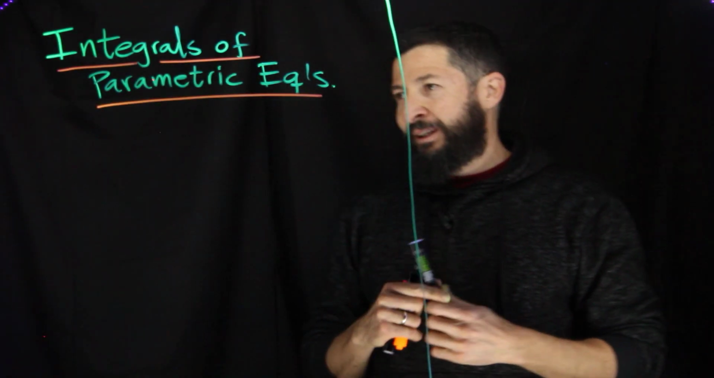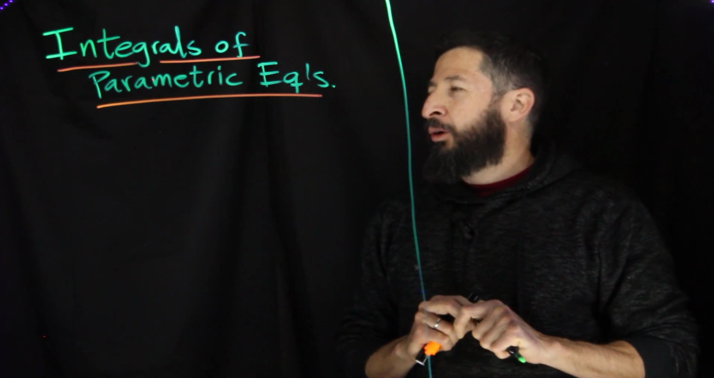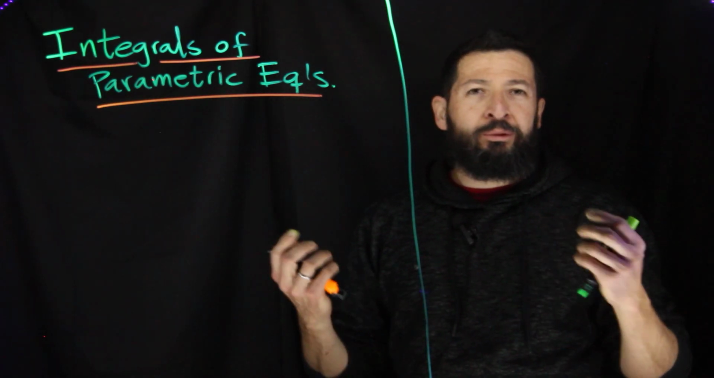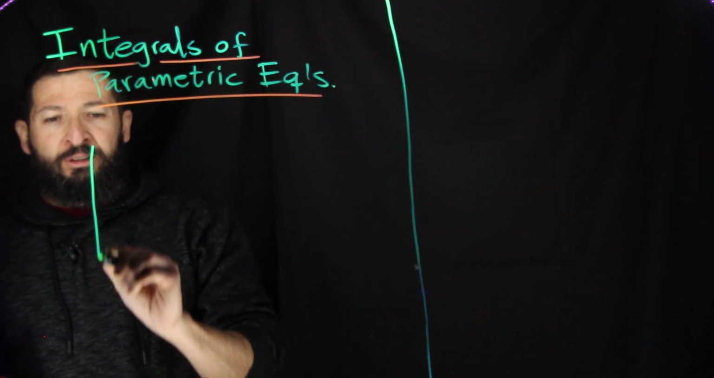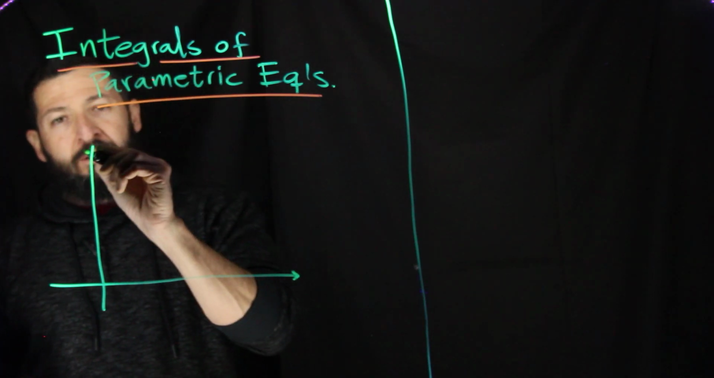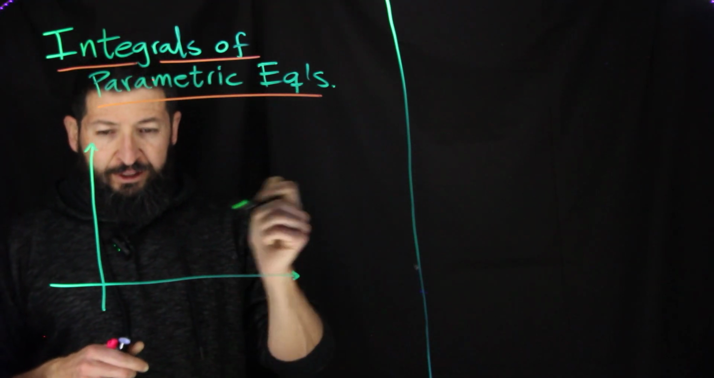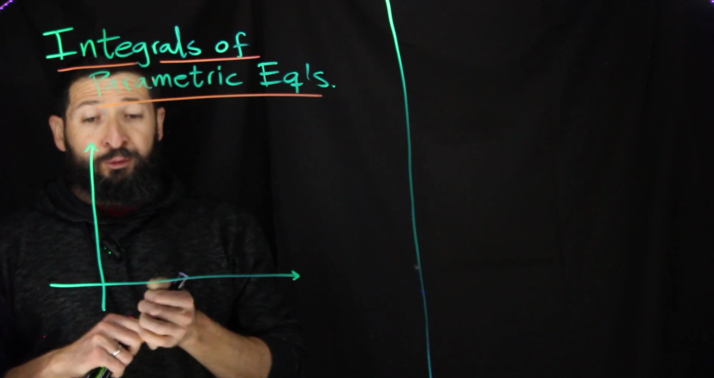Alright guys, so in this video we're going to study how we would compute definite integrals when we have the equations of the curve in terms of parametric equations. Let's say that you have a curve, your favorite curve, and it's given in parametric form.